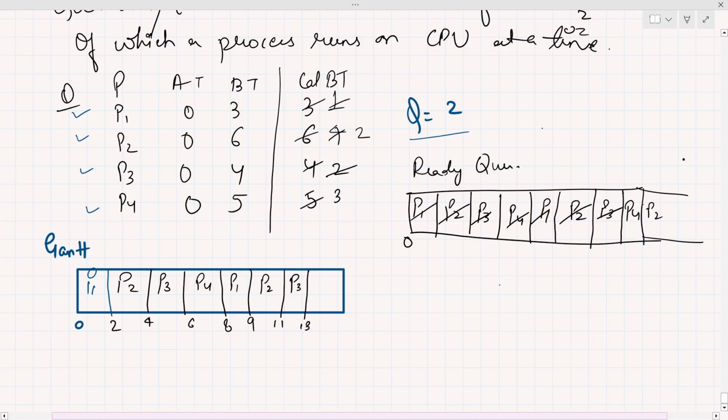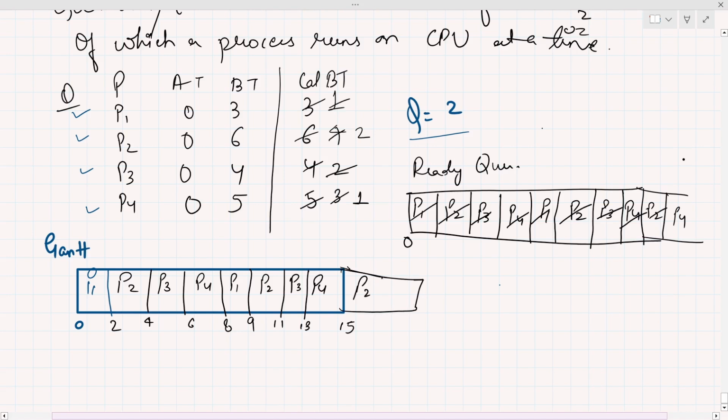P3 is also completed. After that, P4 in the ready queue, so P4 gets the CPU from 13 to 15 because it can execute 2 units of time. So what is the burst time left for P4? 1. Burst time is left, so we have to add P4 in the ready queue as well. After that, P2 is the process. Remove it from the ready queue and add it in the Gantt chart or the running queue.